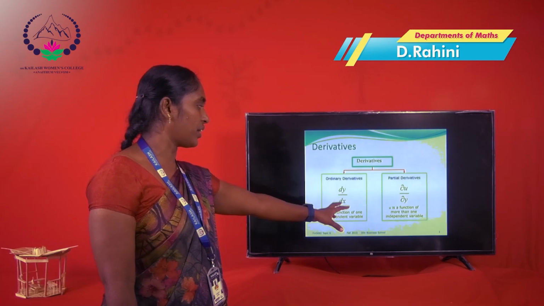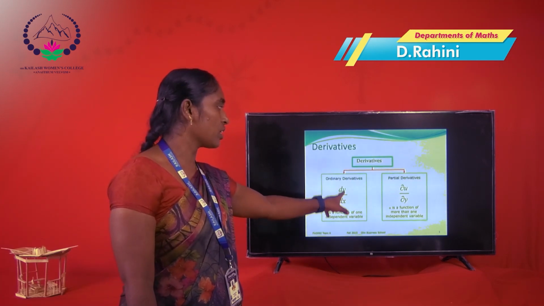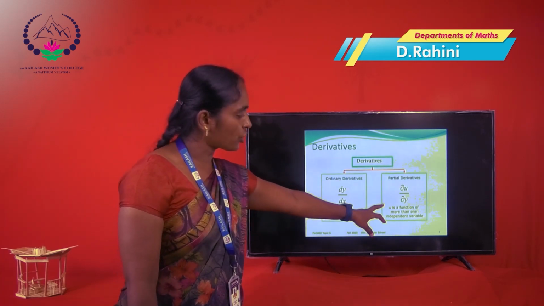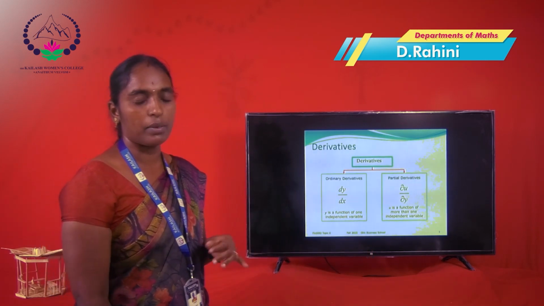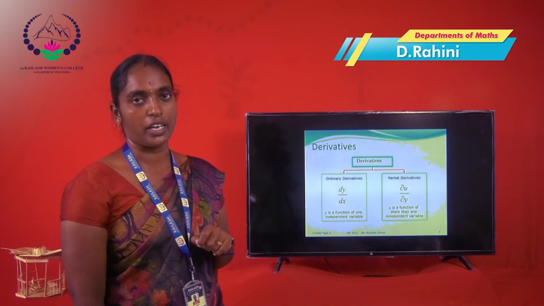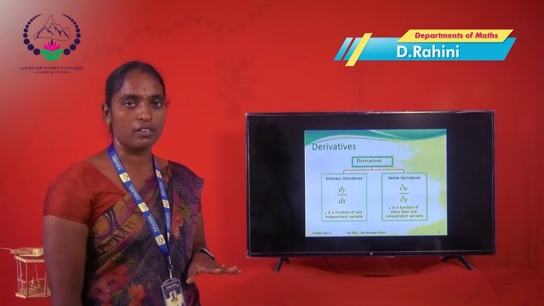In ordinary derivatives, y is a function of one independent variable. In partial derivatives, u is a function of more than one independent variable. In ordinary derivatives, the function depends on only one independent variable. In partial derivatives, the function depends on one or more independent variables.